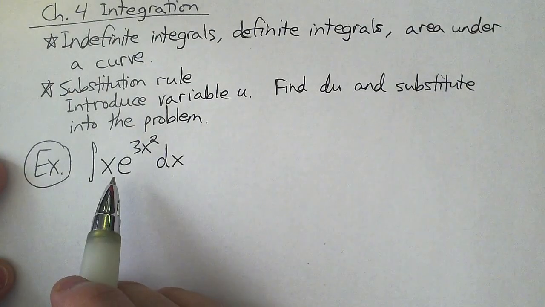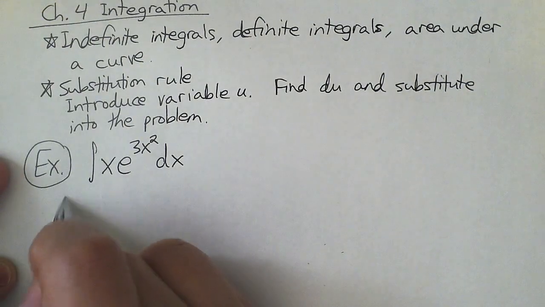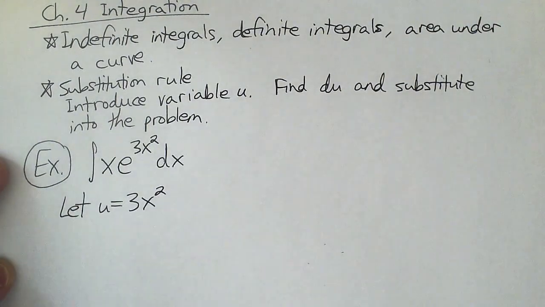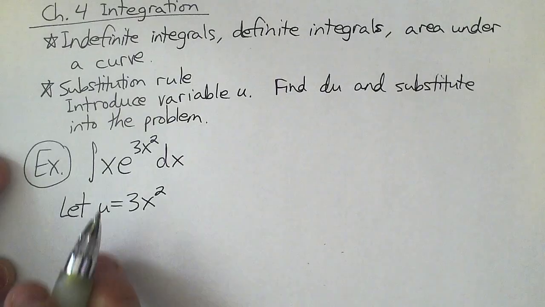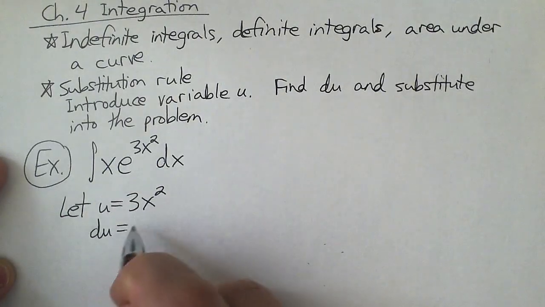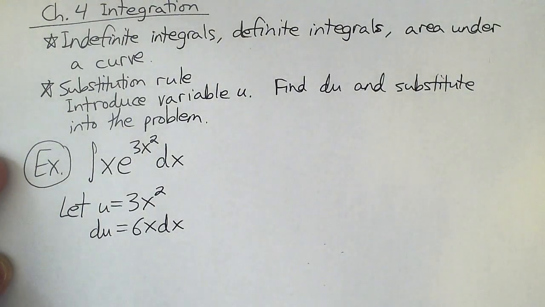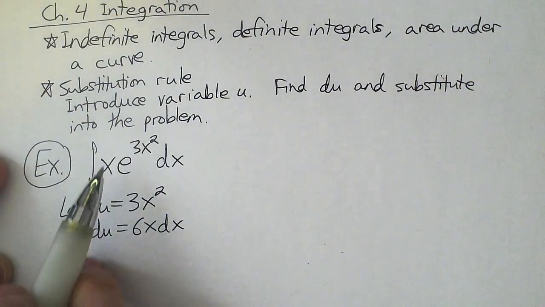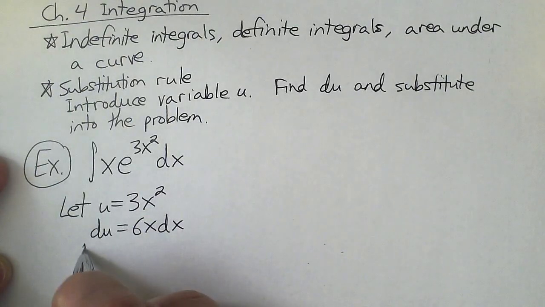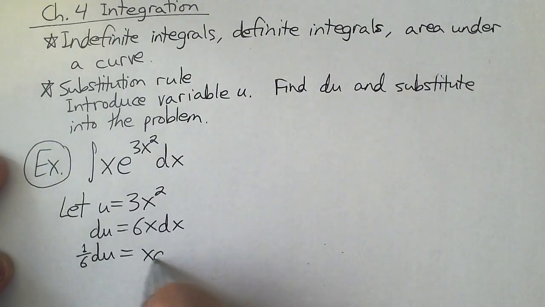So this one is a great example of substitution because you see that if you let u equal the function in the exponent, I see it's going to work out beautifully because when I find du, it'll be 6x dx. Now, the original problem doesn't have a 6x dx in it. It does have x dx, so a 1/6 will come out. 1/6 of du is x dx.